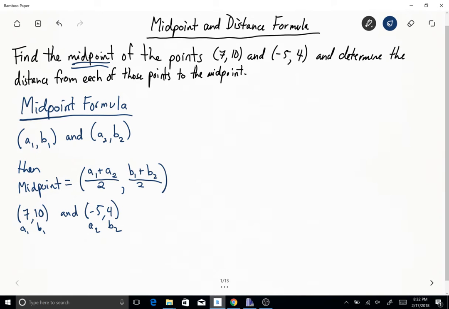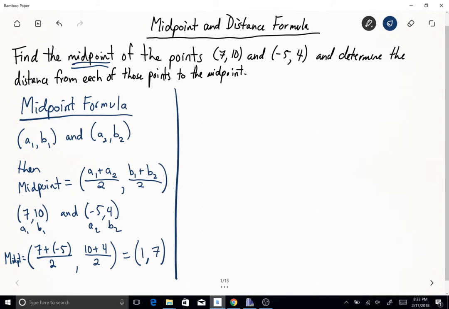So what we're looking at here for the midpoint equals, in our case, 7 plus negative 5 divided by 2, and then 10 plus 4 divided by 2. And so that should make 2 over 2, which is 1, and our second coordinate will be 14 over 2, which is 7. So that's the first part.